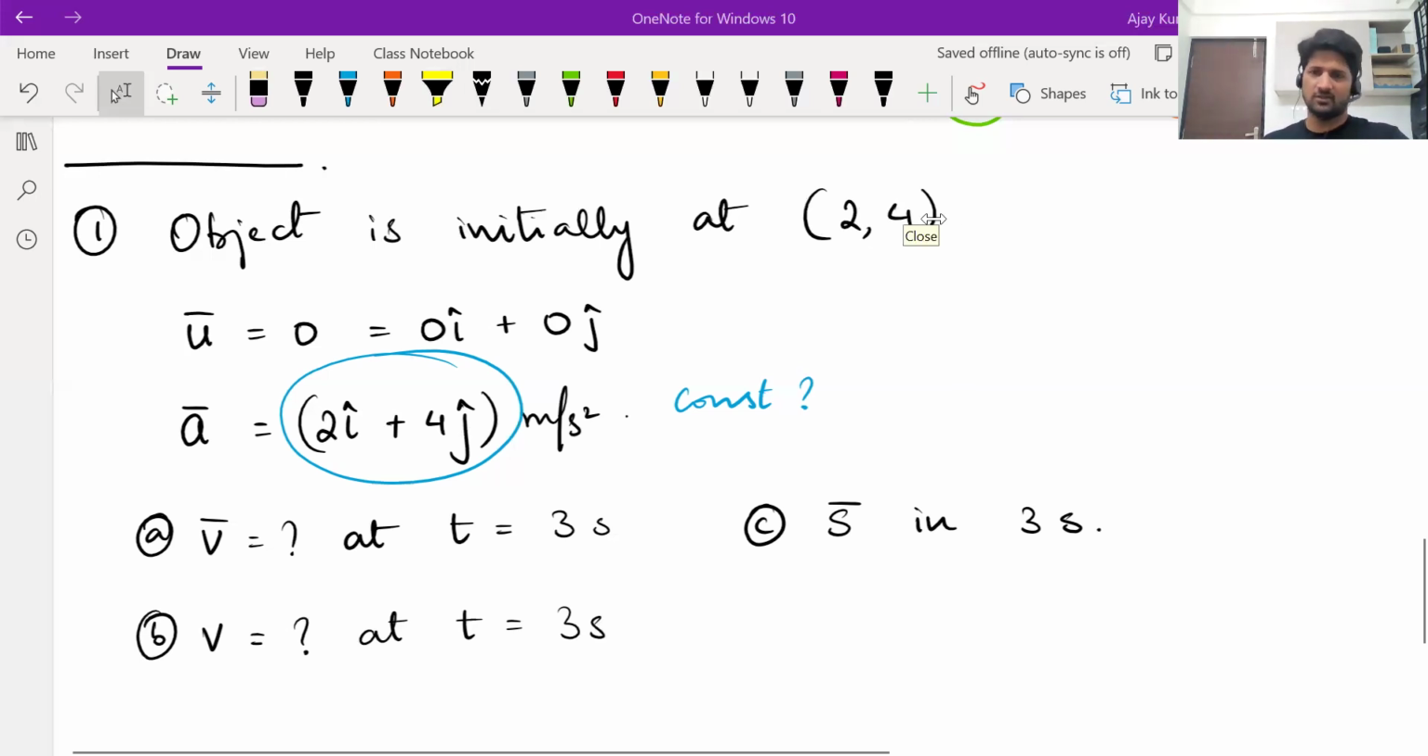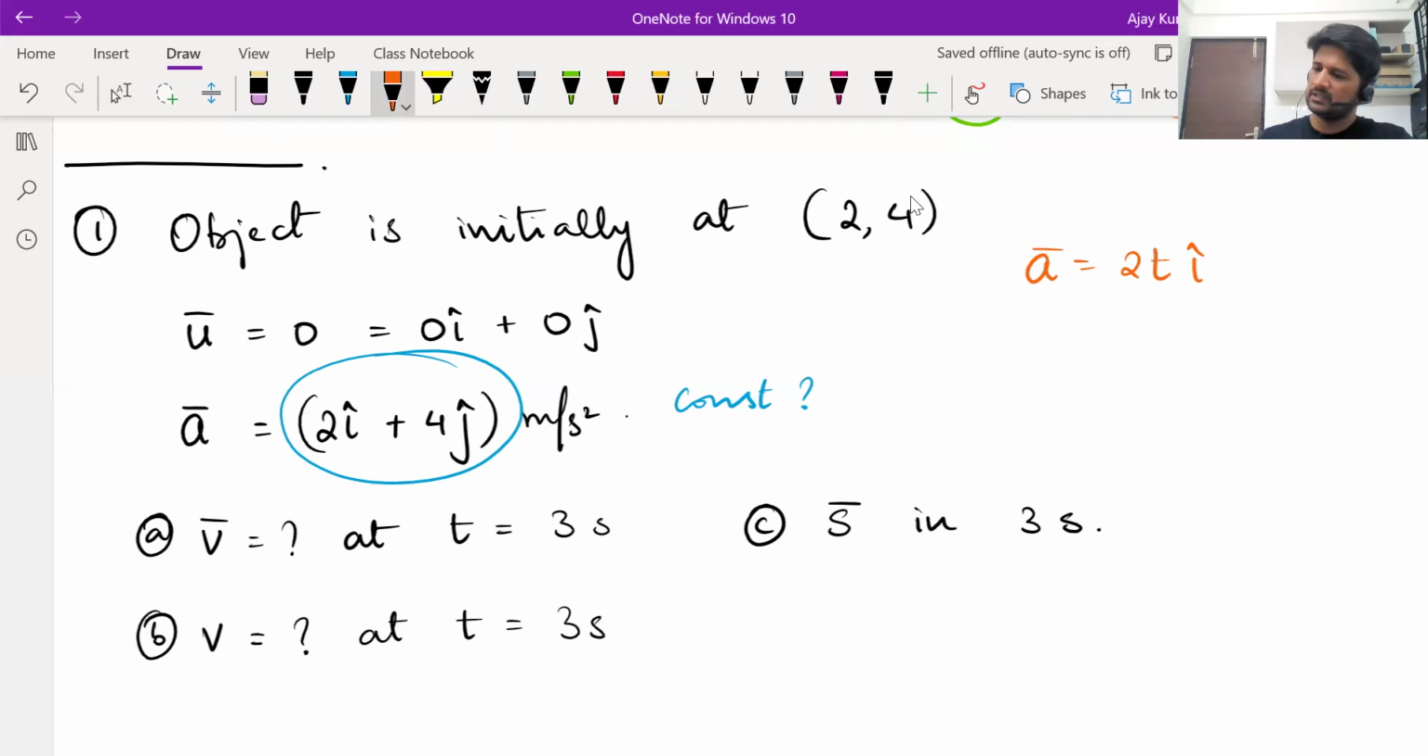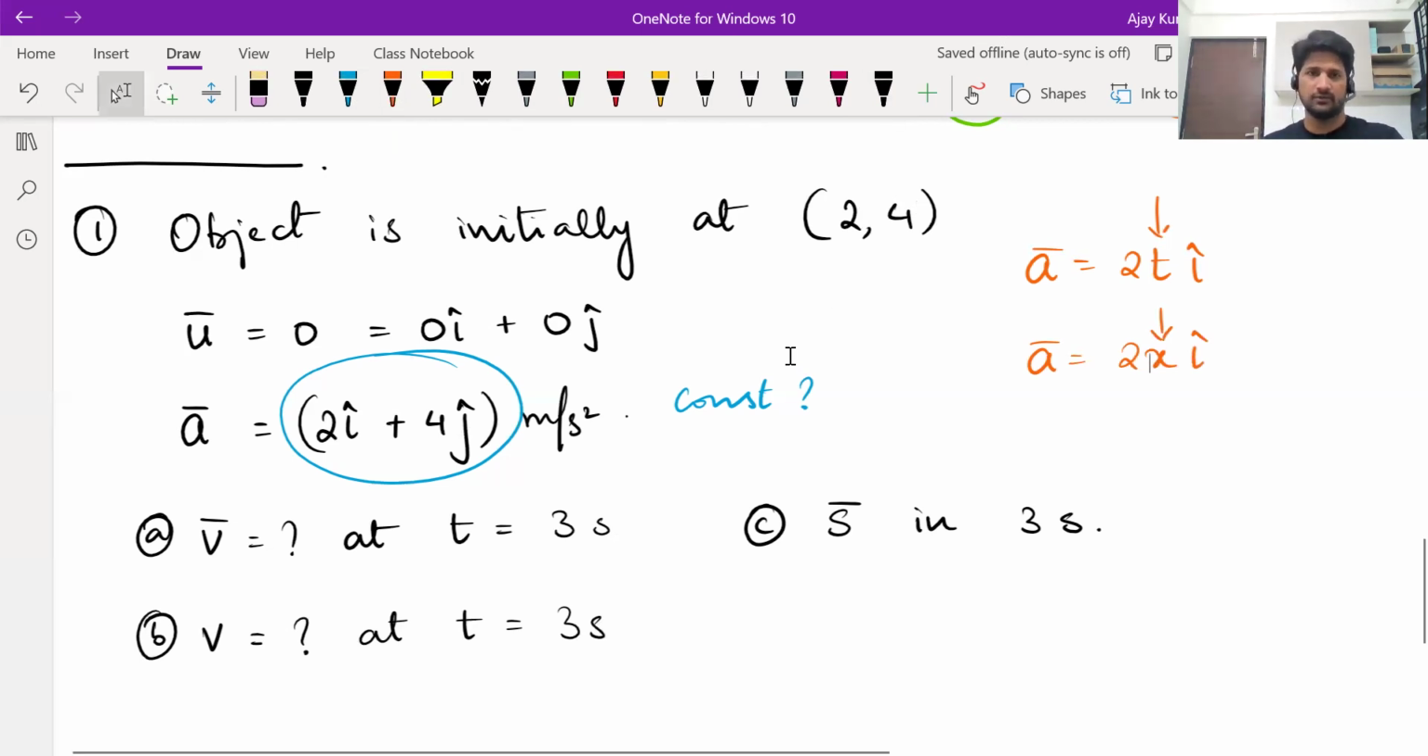See, if it is not constant, then it should depend on some other variable like time or position or velocity or anything like that. Suppose you have an acceleration like this, a is equal to 2t i cap. Then from time to time, this acceleration is going to change. Then it becomes a non-constant variable. Suppose you have acceleration equal to 2x i cap. That means from position to position, the acceleration will change. Then also it is not constant, it is not uniform.